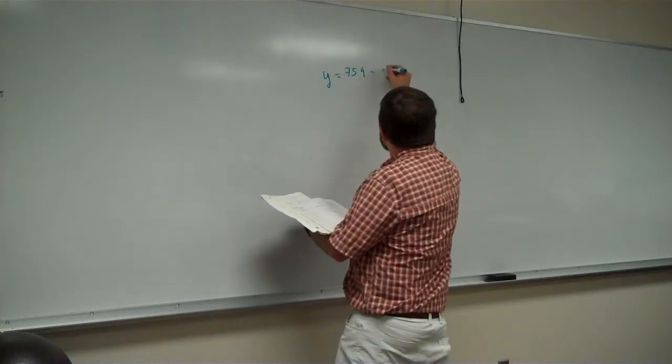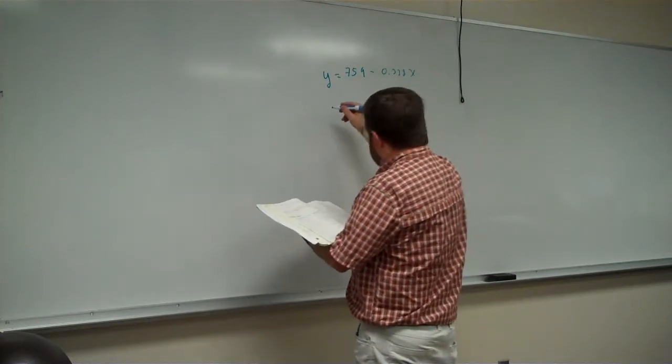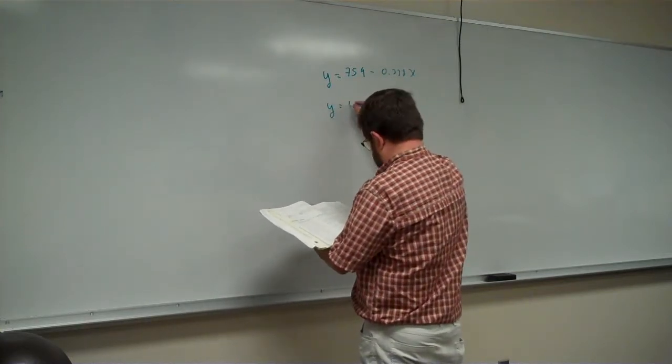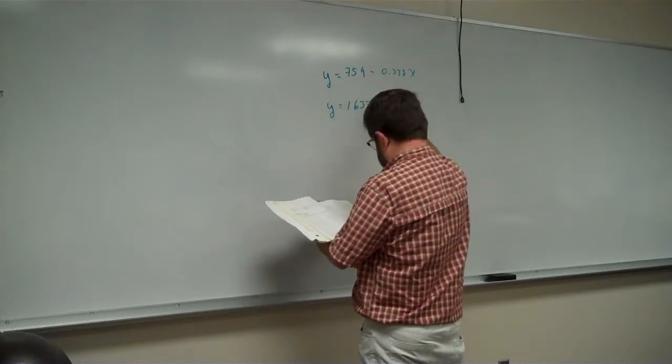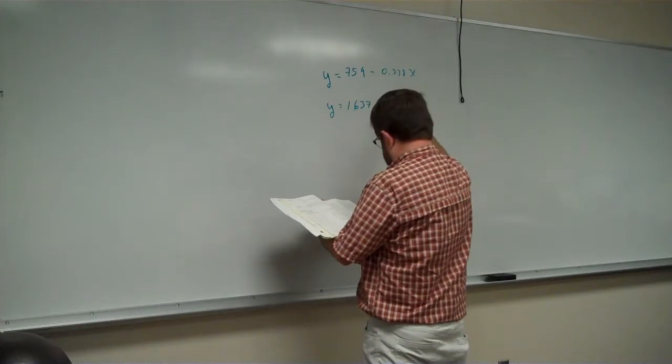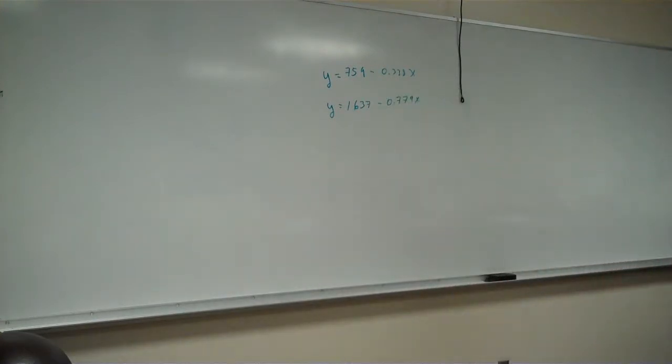759 minus 0.338x is one of your equations. And the other one was y equals 0.0779x. What does it mean? What do we want to do here? Maybe we want to find the date on which they agree. Well, first you have to start rearranging some stuff so that you have y plus 0.338x.